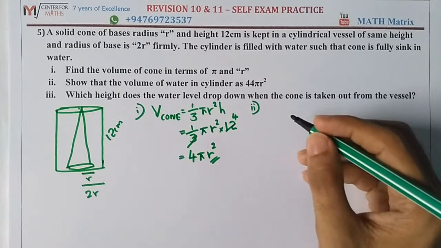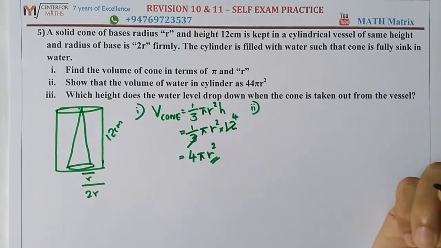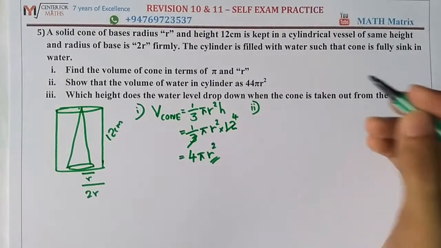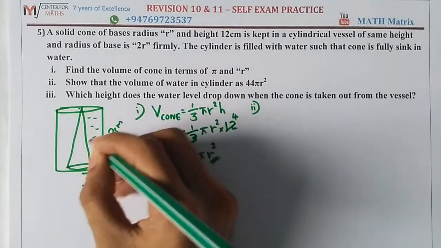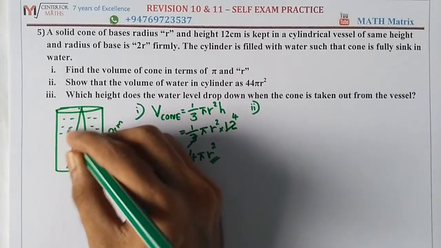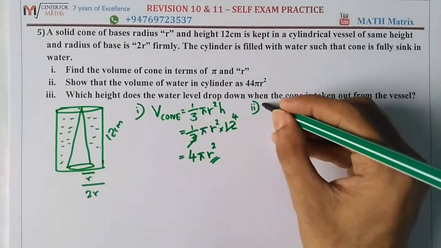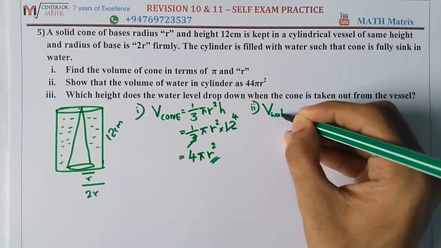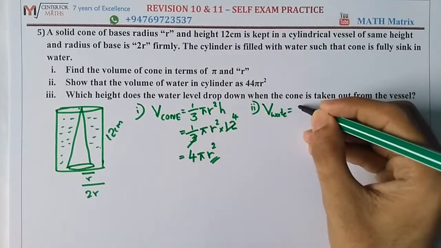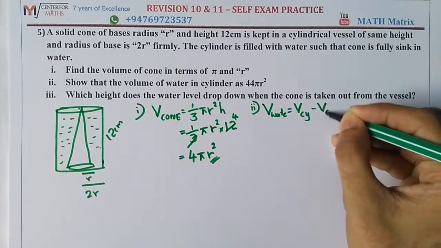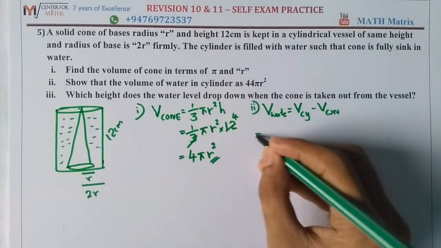Now we can move to the next one, Roman number 2. Show that the volume of water in the cylinder is 44 pi r squared. So how to find that? They are asking us to find the volume of the water, that means the remaining portion. Yes, this is the formula: volume of the water equals volume of the cylinder minus volume of the cone.